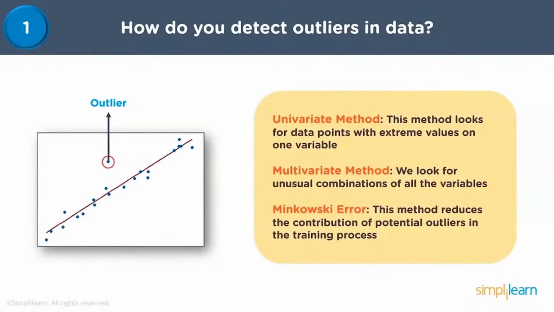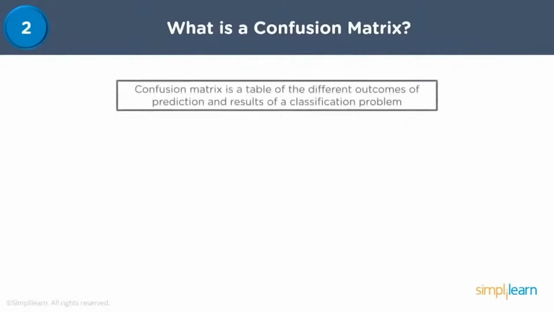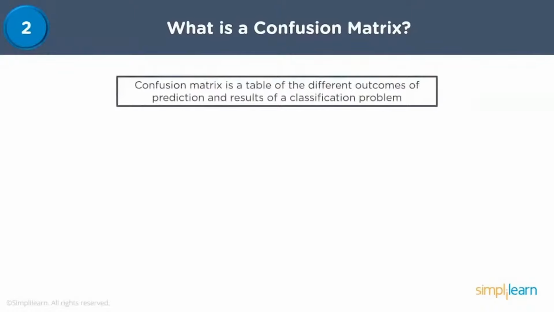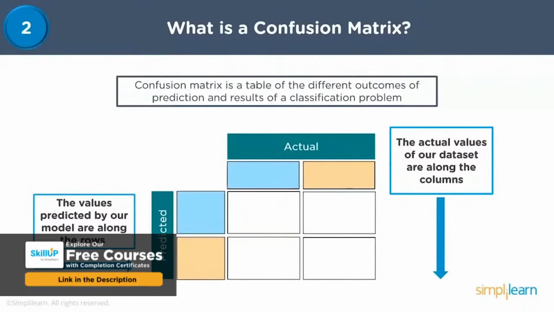Finally, we have Minkowski error. This method reduces the contribution of potential outliers in the training process. The Minkowski error is a loss index that is more insensitive to outliers than the standard mean squared error. Now moving on to the second question, what is a confusion matrix? So a confusion matrix is a table that is used to describe the performance of a classification model on a set of test data for which the true values are already known.